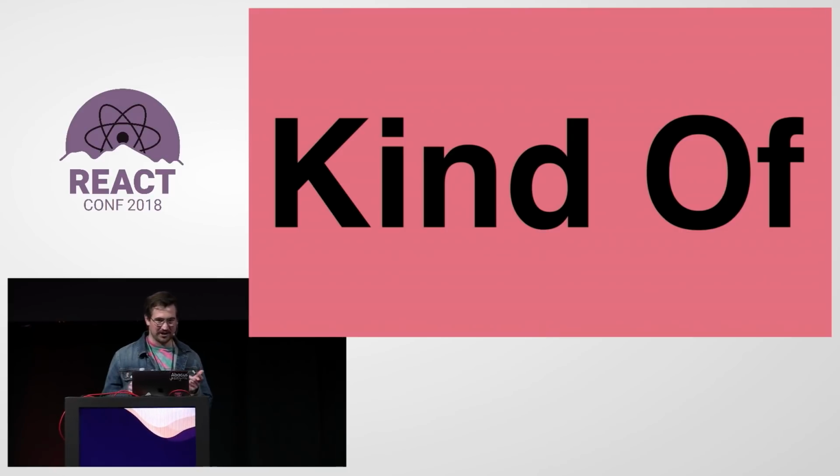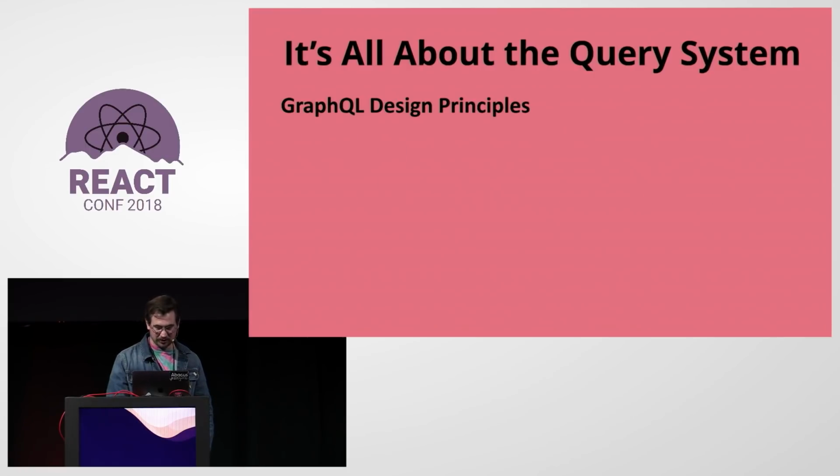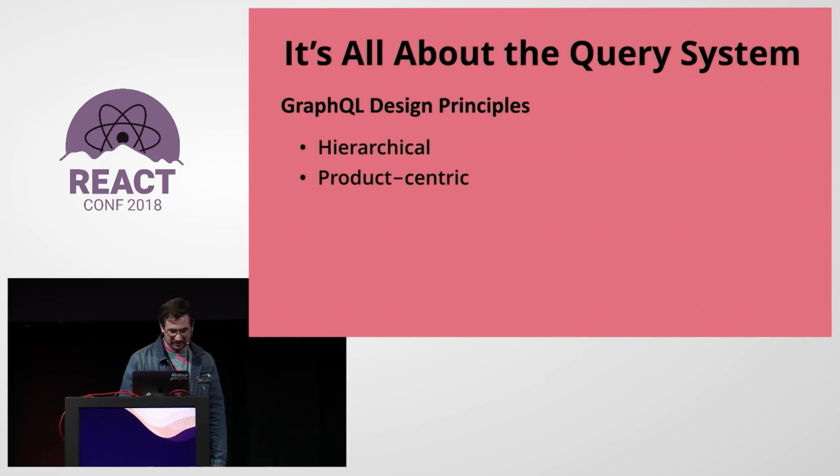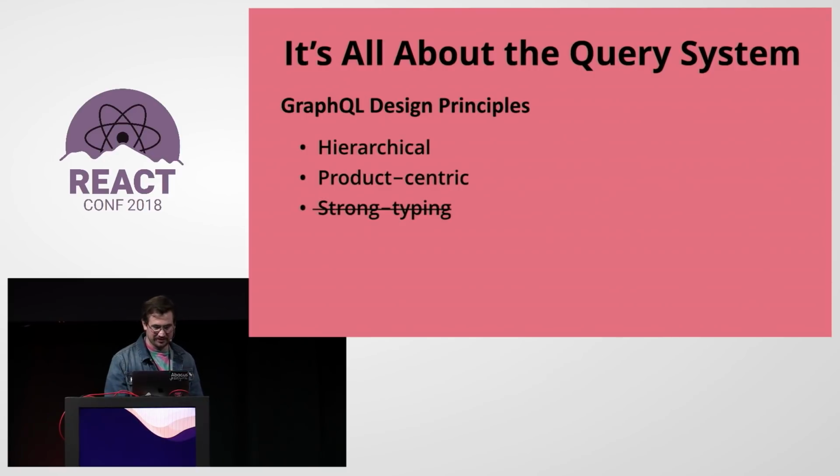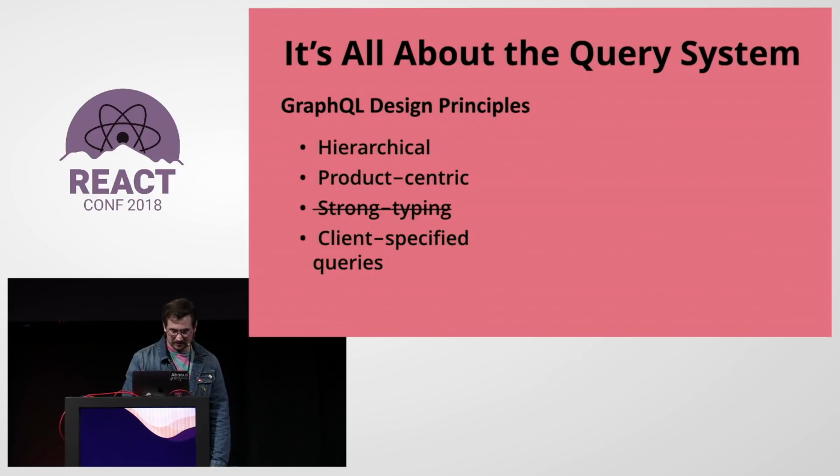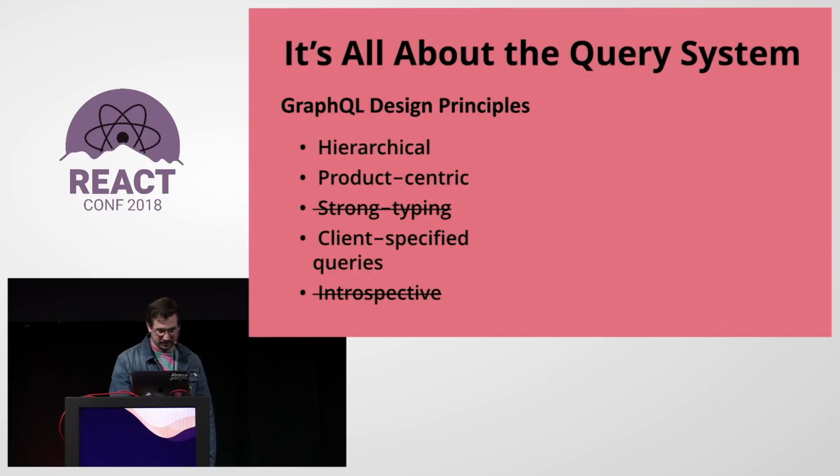So the GraphQL JS team has done an absolutely fantastic job modularizing the packages from within GraphQL JS, so you can use just the parser, for example, without having to use everything. So if we go back through the design principles, you'll see hierarchical, yeah, still got it. Product-centric, for sure. Strong typing, kind of, because we don't have a schema, so we can't type something without a schema. Client-specified queries, yes. Introspective, no, but none of us really know what it means, so it's cool.